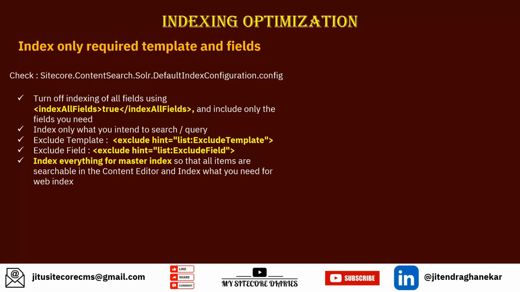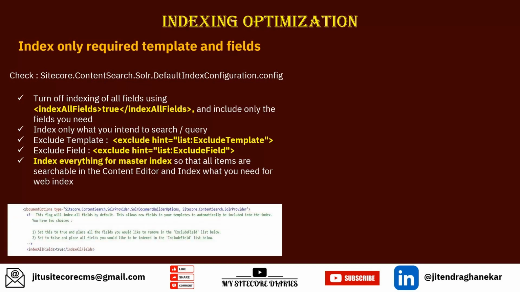So you have multiple indexes, so understand where each is used. Master is used by your content editor, so there you might need to use the indexes for all the content. In the content editor tree, if you want to index something, then you need everything. Whereas on the website, you might not need everything, so accordingly you need to adjust yourself.